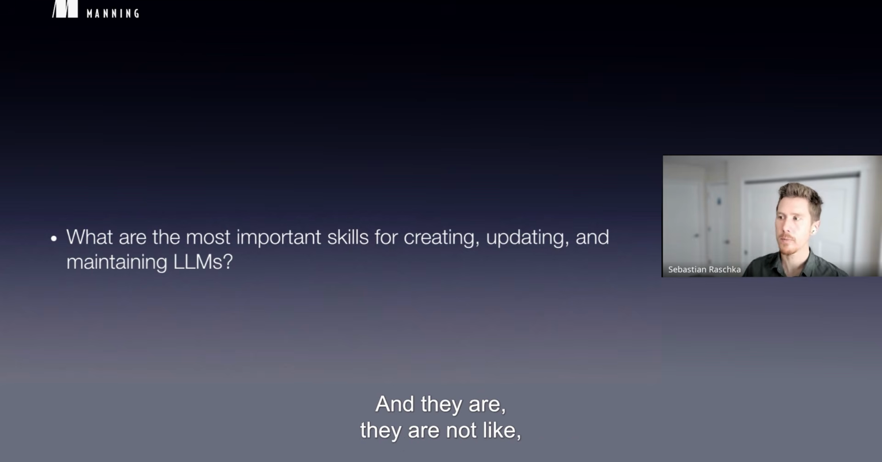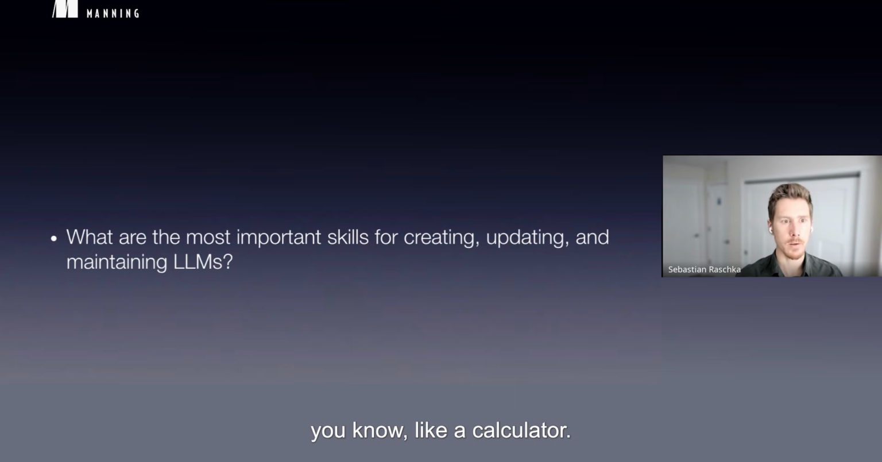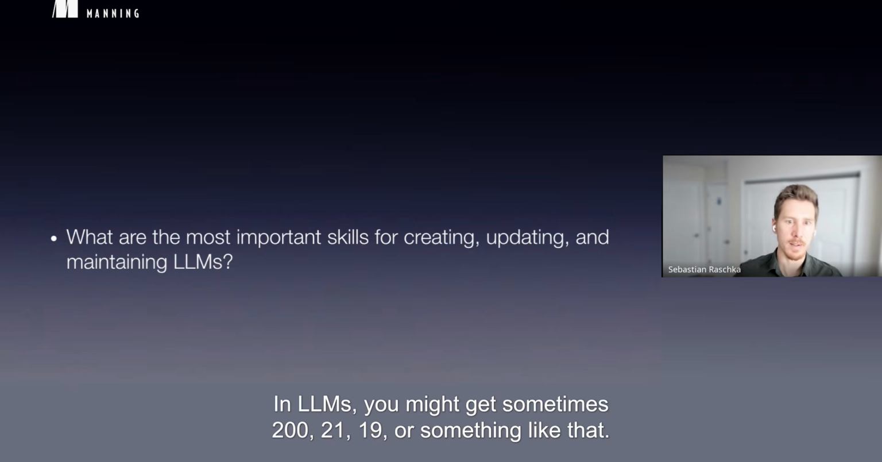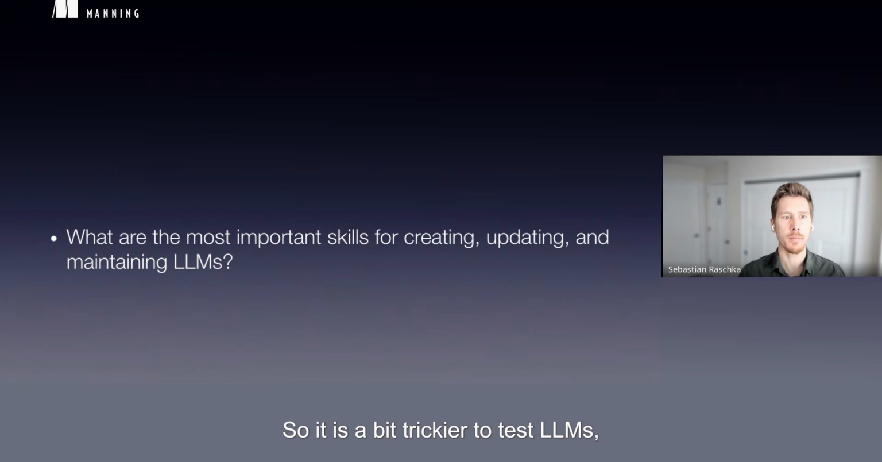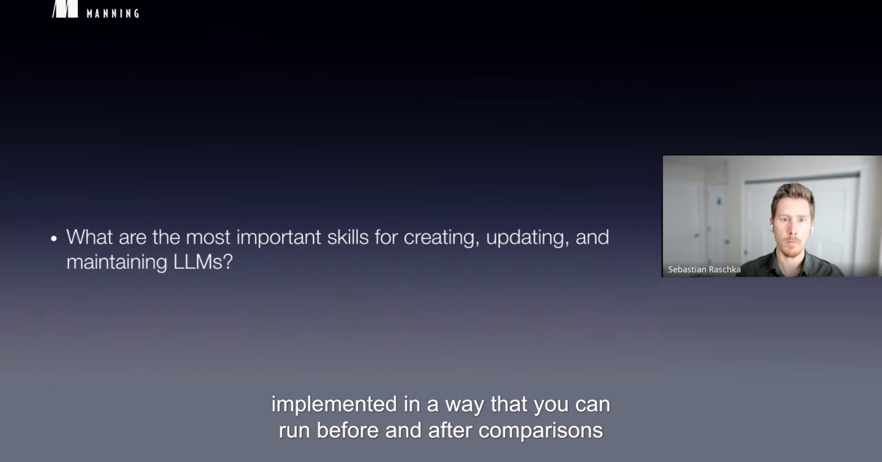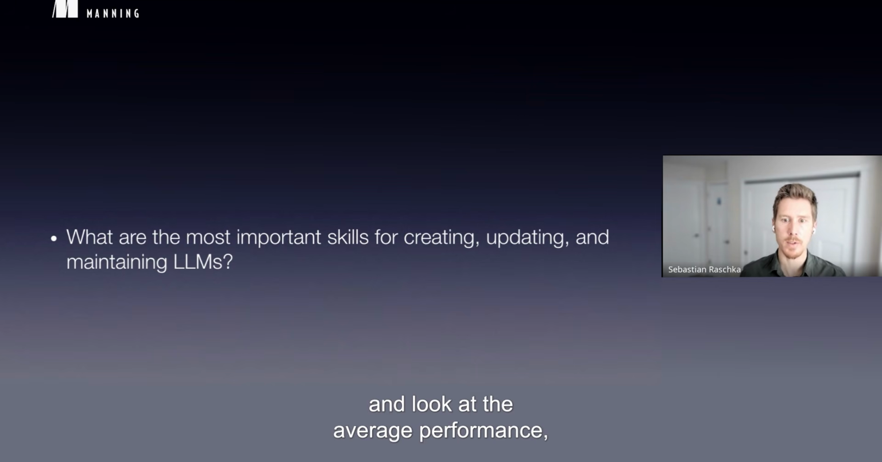And they're not like a calculator. They're not that reliable, where if you type 5 times 4, you always get 20. In LLMs, you might sometimes get 200, 21, 19, or something like that. So it is a bit trickier to test LLMs, but still it's important to have at least the benchmarks implemented in a way that you can run before and after comparisons and look at the average performance and monitor drift or things that you might care about for your business.